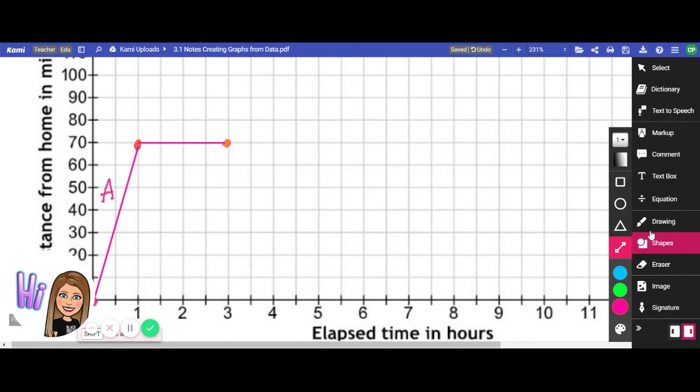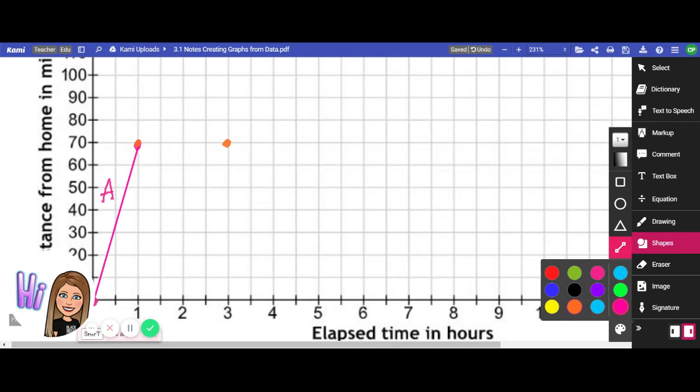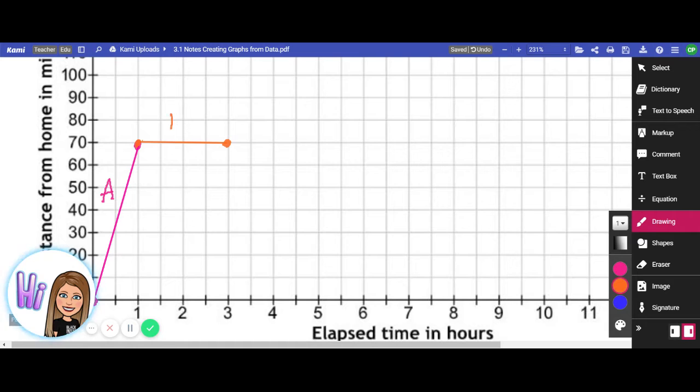Oops. I'm going to erase that because I'm going to make it orange to represent segment B. Shape, orange. So that is my segment B. And again, it's flat because even though time was passing and it continued to go this direction, we weren't moving any distance closer or further away, so it just stayed completely flat.